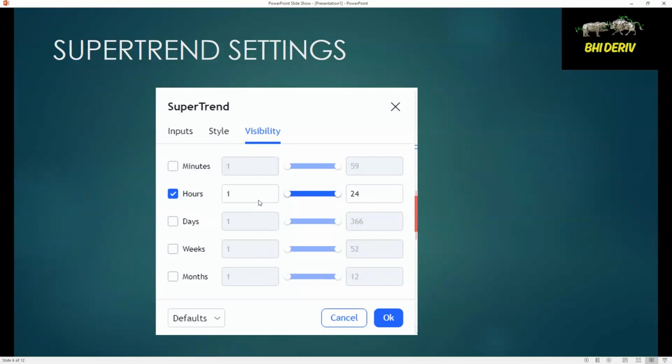You want to use this on just one time frame. Depending on, if you're a scalper, then you can use it on 1 minute or 5 minutes. If you're a day trader, you can use it on 1 hour. If you're a swing trader, use it on the 4 hour time frame only.